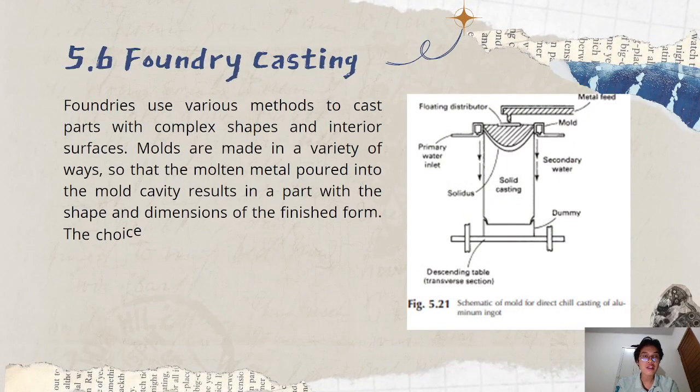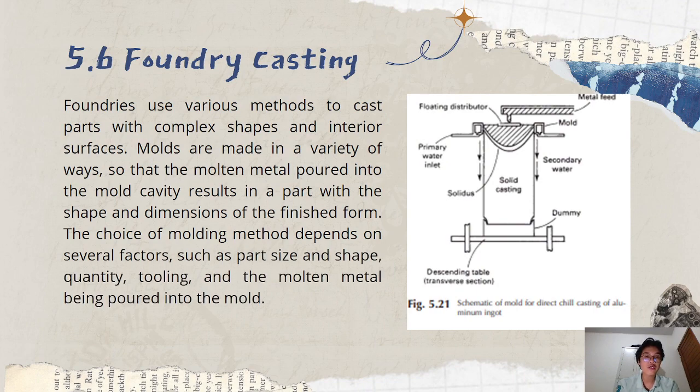And 5.6 is foundry casting. Foundries use various methods to cast parts with complex shapes and interior surfaces. Molds are made in a variety of ways, so that the molten metal poured into the mold cavity results in a part with the shape and dimensions of the finished form. The choice of molding method depends on several factors, such as part size and shape, quantity, tooling, and the molten metal being poured into the mold.